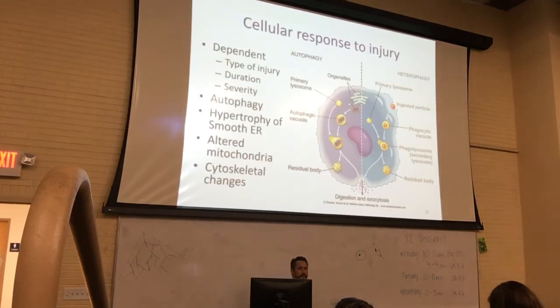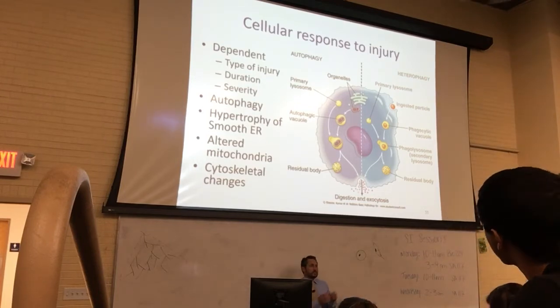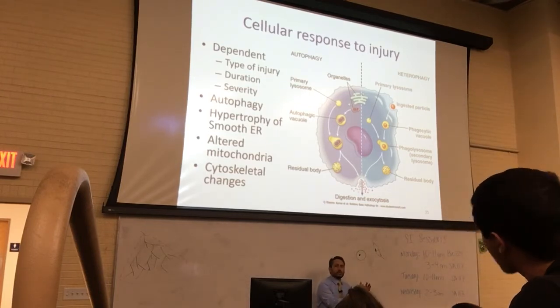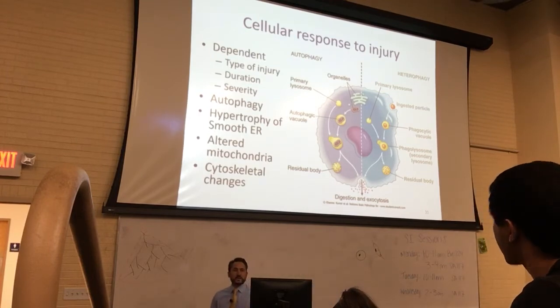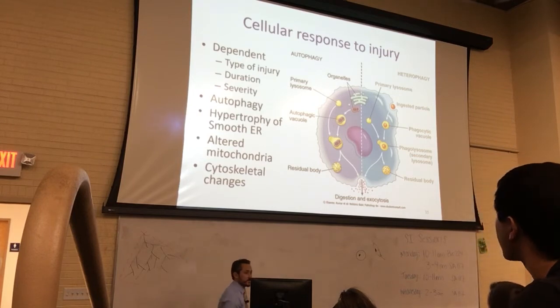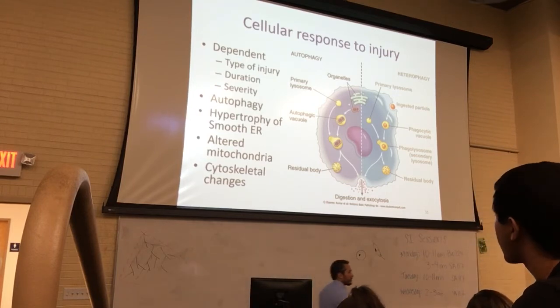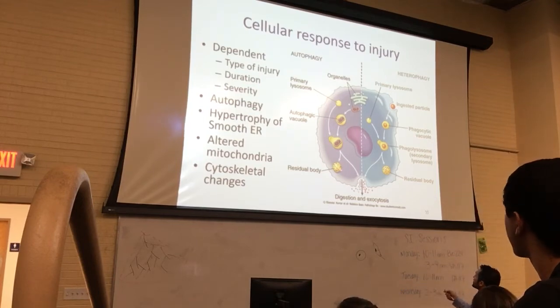So we look at the different responses that the cell can have. We've got responses that the cell can do on its own, which is called autophagy. And then we have responses that the cell does in response to neighboring cells, or what's called heterophagy. Right? And with autophagy, which we see on the left side of this diagram, you've got this line down the middle.